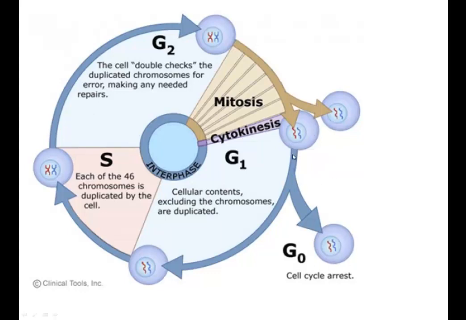If there's a problem with this, the cell will pull it out and lyse it, but most of the time when we get to G0, this is where the cell cycle arrests, which basically means this cell is not going to go through mitosis again. Heart cells are a real good example of that.